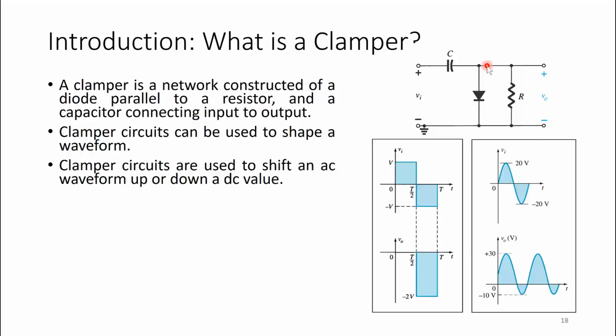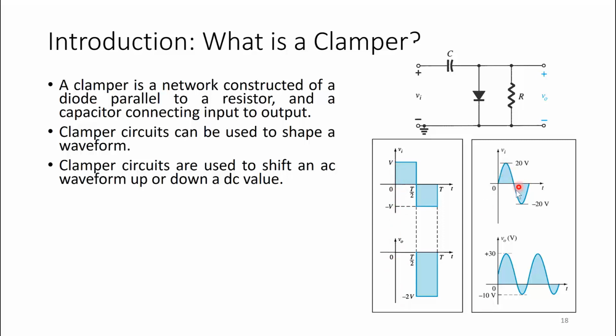So if I have, let's say, a square wave here, and it goes from positive peak voltage V to negative peak voltage negative V, so it goes in a complete cycle from V to negative V up to V again, I can shift this square wave down. Instead of going from V to negative V, it goes from 0 to negative 2V using a clamper circuit.